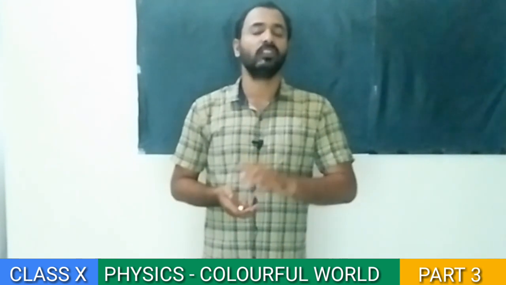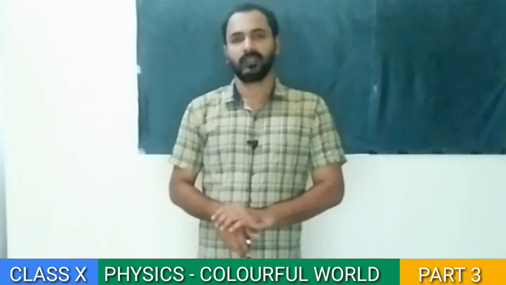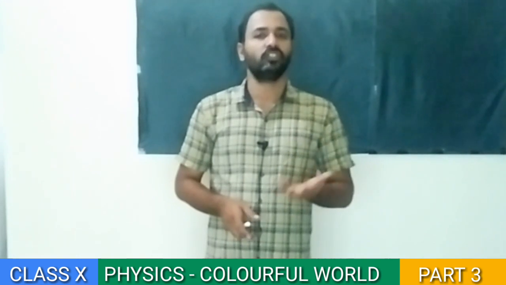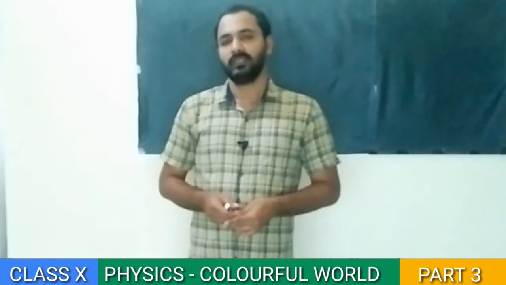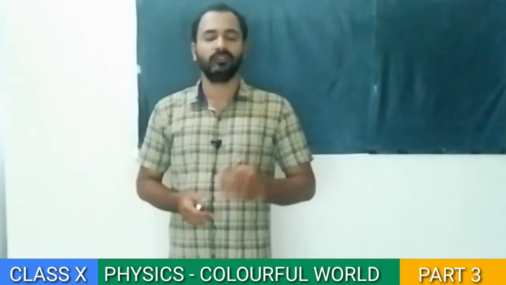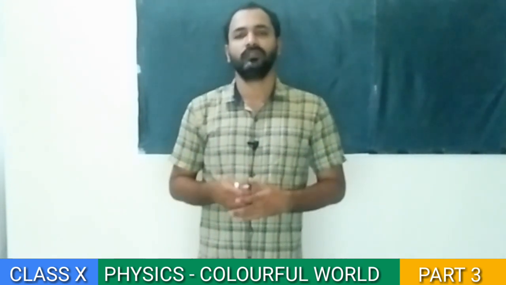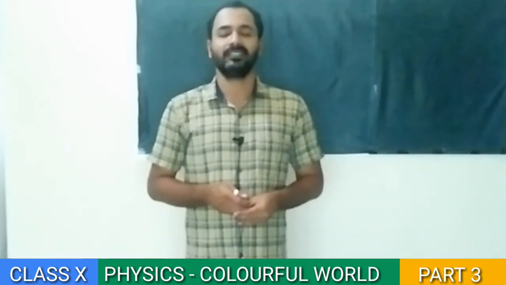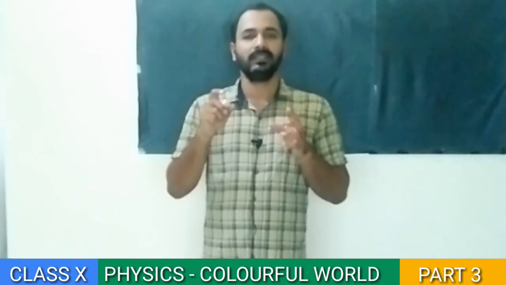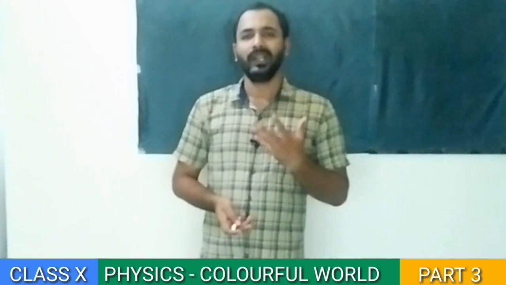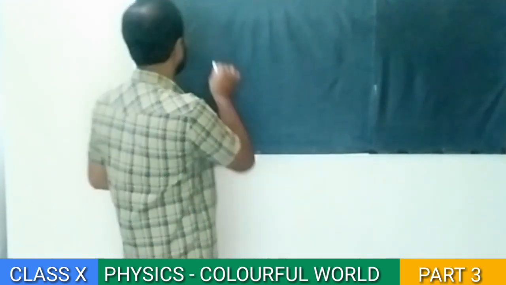Topic: scattering of light. We are familiar with the scattering of light. There are many applications for the scattering of light. The blue color of the sky and the red color of the sun at sunset and sunrise, we can explain using scattering of light. So what is scattering of light?